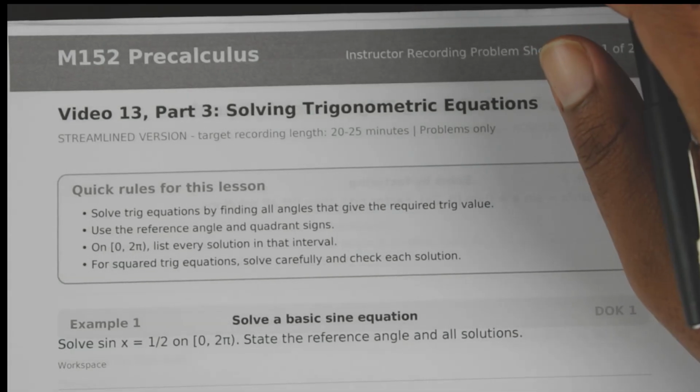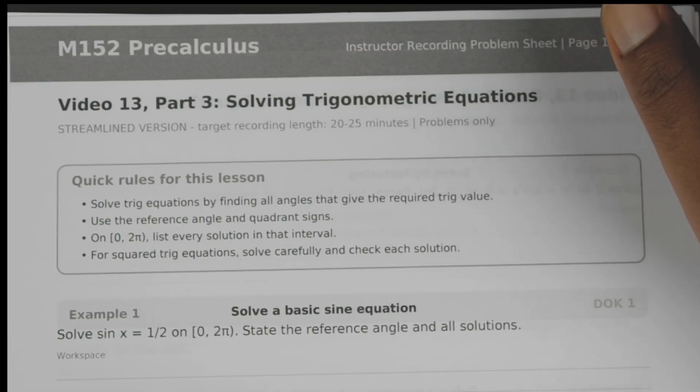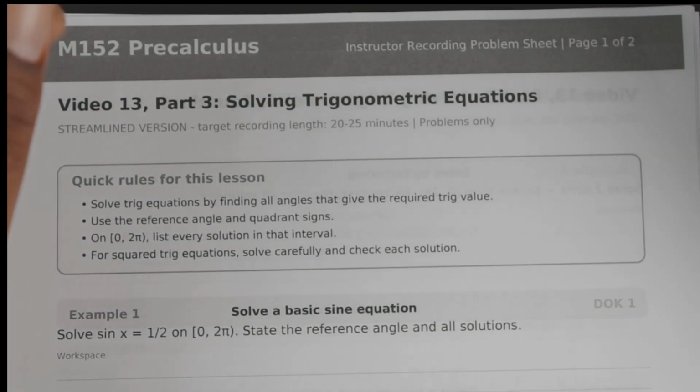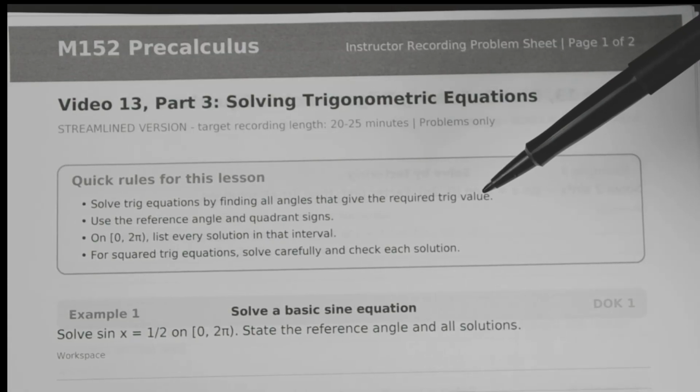Hello again. In the previous lesson, we worked with trigonometric identities. Now we're going to solve trigonometric equations. Solving trig equations is different from solving regular algebraic equations because trig functions actually repeat. So there may be more than one answer in the interval, but let's begin with the quick rules.